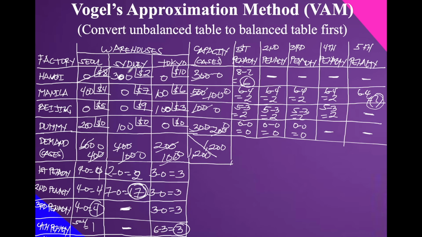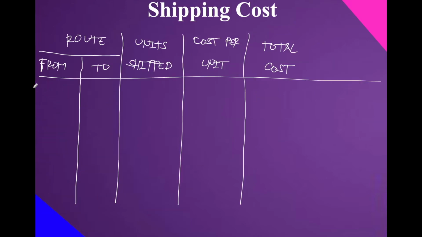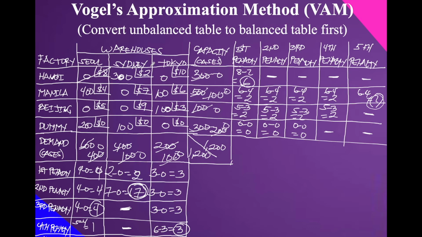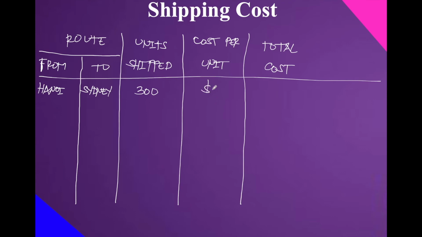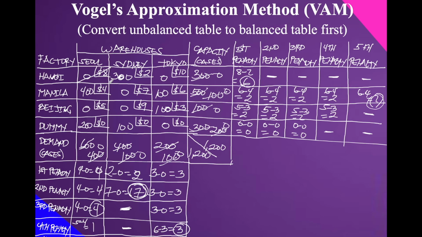So, unahin natin sa ating shipping cost computation is the Hanoi to Sydney, which is 300 na units. So let's have here Hanoi to Sydney. Number of units shipped is 300. Cost per unit natin is $2. Ayan, $2. So, basically, multiply natin sila para makuha ang ating total cost. 300 times 2 is 600.